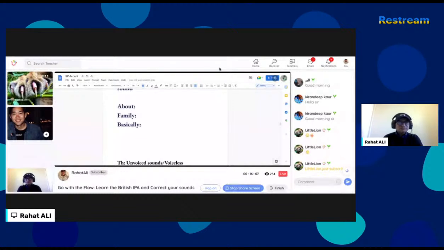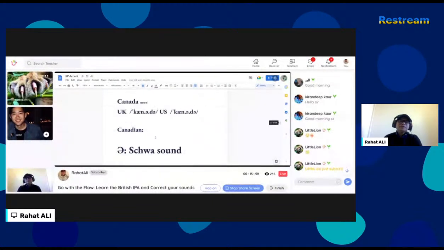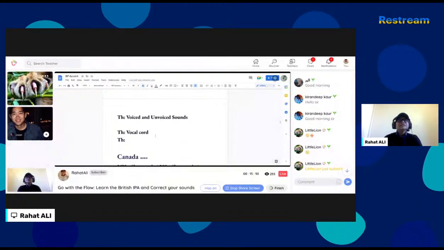Okay, so let's move on to today's highlighted topic, the TH sound. As you might be aware, there are two types of TH, voiced and unvoiced. We call a TH voiced when we use our vocal cord. Now, how do you understand that we are using the vocal cord? There is a very easy way. I'll show you.